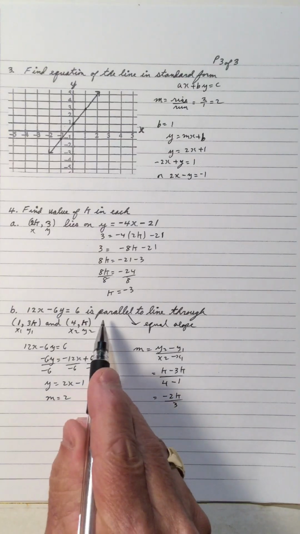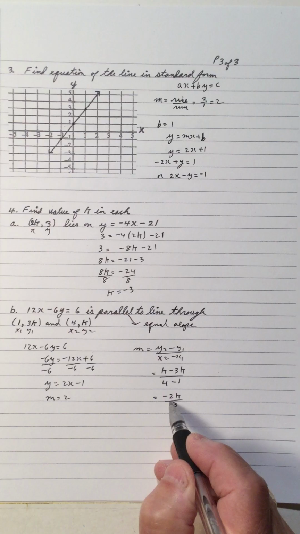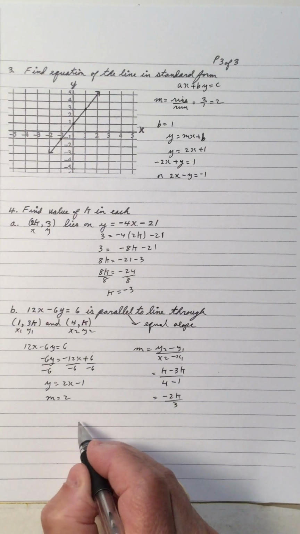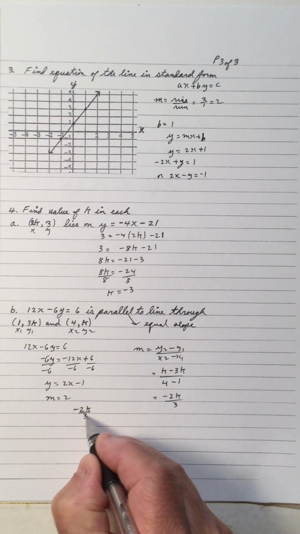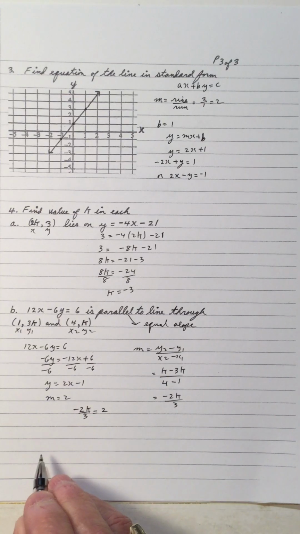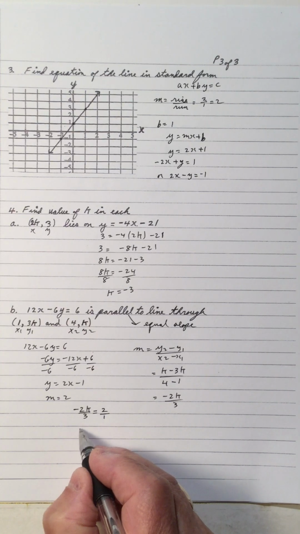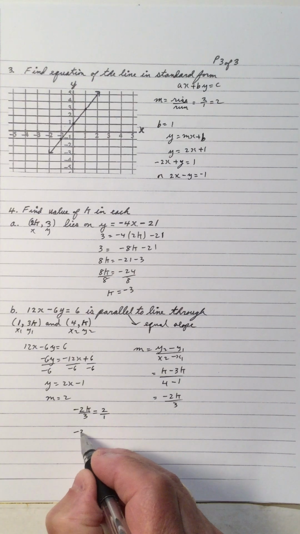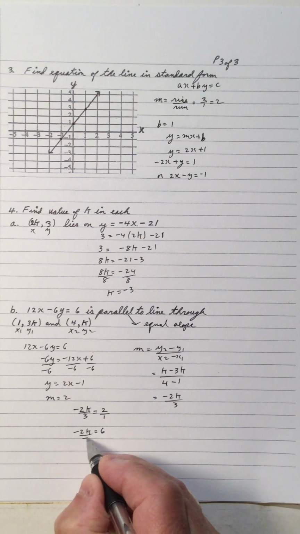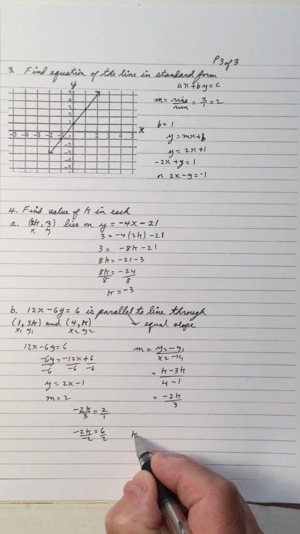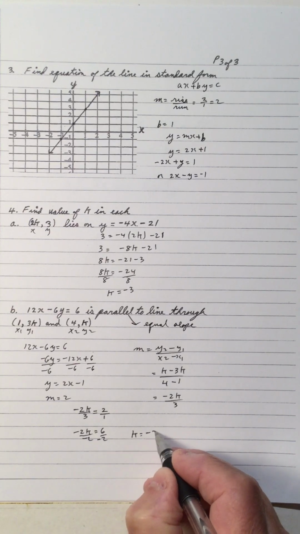So we got parallel lines, so the slope of this line is 2. The slope of this line is negative 2k over 3. So we make them equal. So negative 2k over 3 equals 2. Since this is a fraction, I make that 2 over 1, cross multiply. So 1 times negative 2k, 2 times 3 is 6, divided by negative 2. So k comes out to be negative 3.